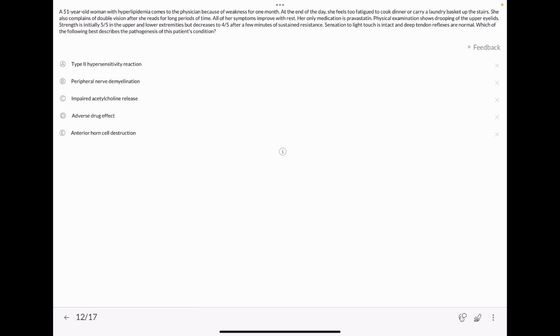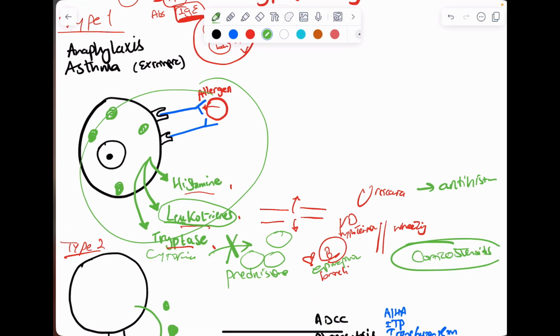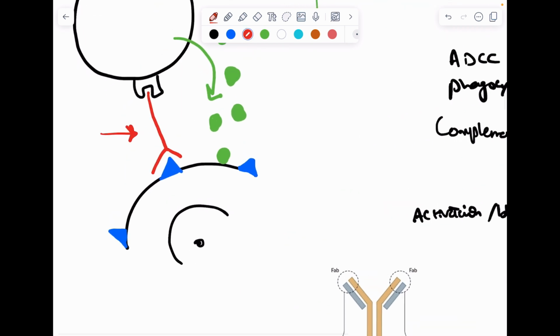Now, what is the pathogenesis of myasthenia gravis? The first answer is the correct one. That's type 2 hypersensitivity reaction. Let's see why that is the case, guys. Anything that involves antibodies bound to the cell surface against your own cells is a type 2 hypersensitivity. We have antibodies against the acetylcholine receptors on muscle cells, leading to an attack.